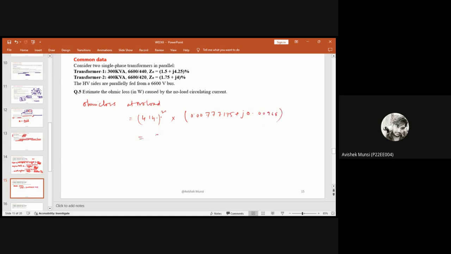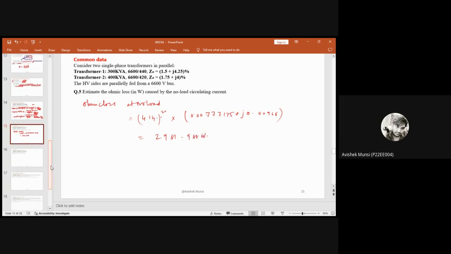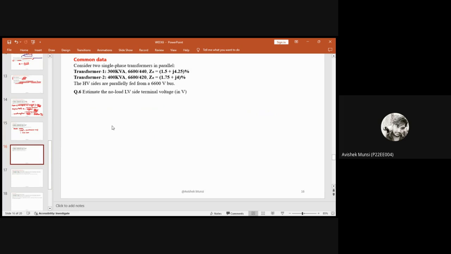If we solve it, it will be 2981.988. Okay. It has another part, that is, you have to calculate the no load terminal voltage. So try to solve it and give in 2 minutes. Okay.